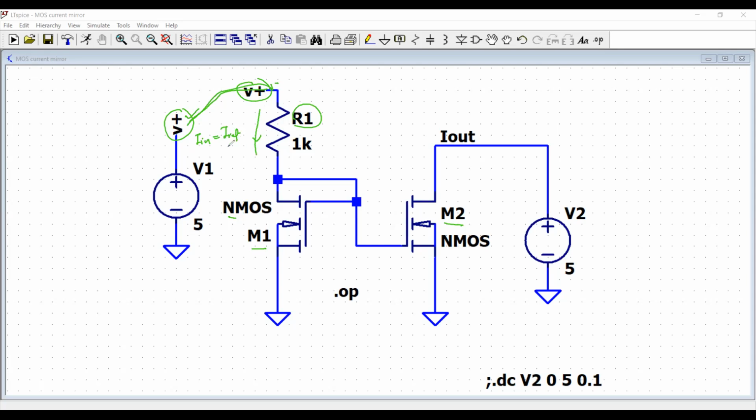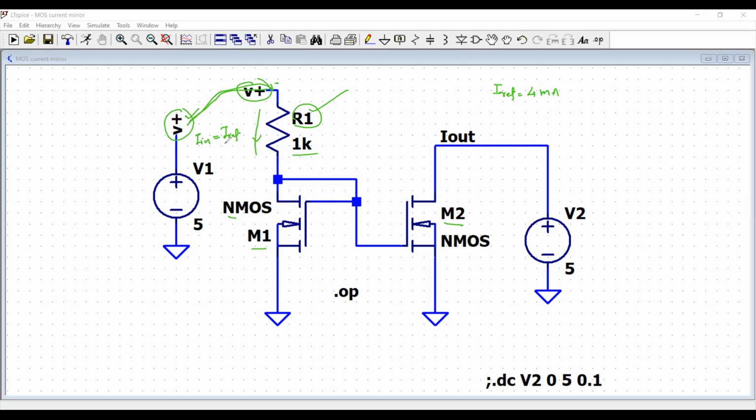Now this input current has a value that can be your specification. For example, if I am asked to design a current mirror for a reference current I reference equal to 4 milliampere, then I will have to write a KVL equation in the input side of the circuit to select the value of a resistor that will make the 4 milliampere flow through the circuit.